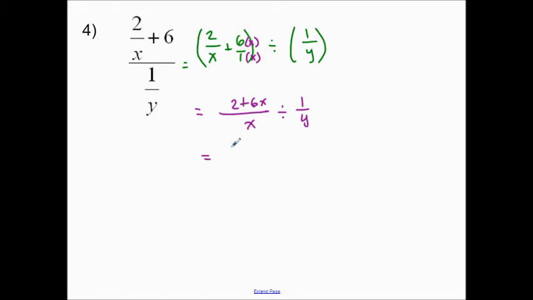That means we're multiplying by the reciprocal of 1 over y, right? So we're multiplying by y over 1. I don't see any way to factor much here. I do see a common factor of 2, but that's not going to be useful. So let's proceed to multiply across. So I see 2y plus 6y all over an x.